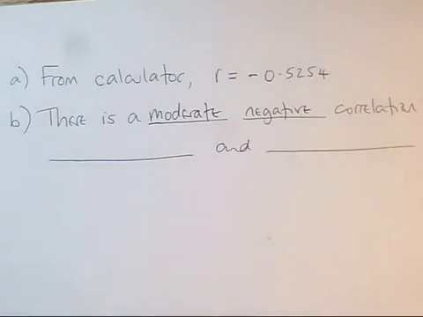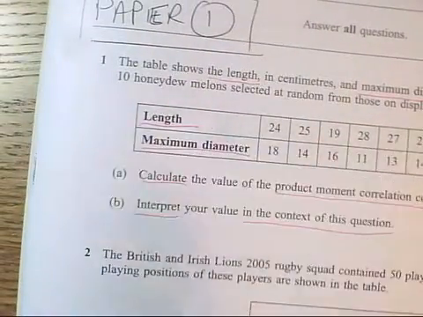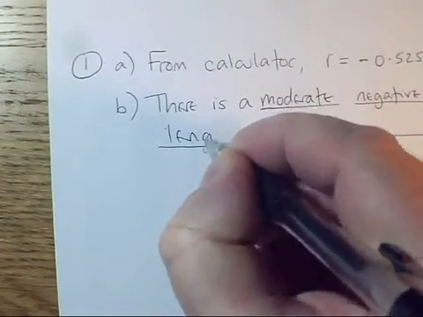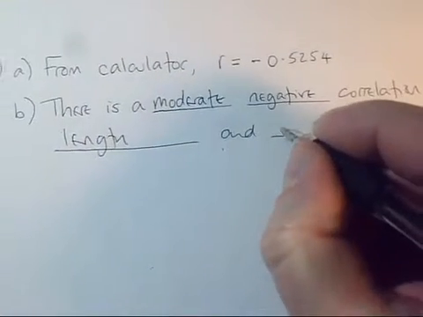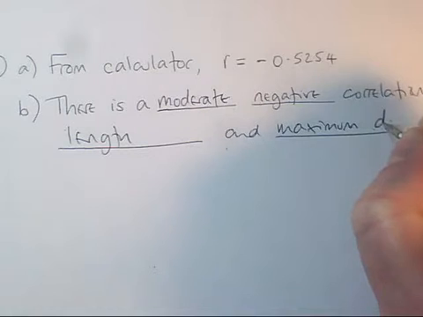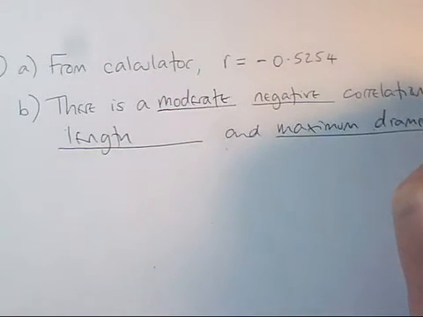So there is a moderate negative correlation between what were my variables back in the table. My variables were length and maximum diameter. So I'm going to say length, and I am going to say maximum diameter. And I'm done.